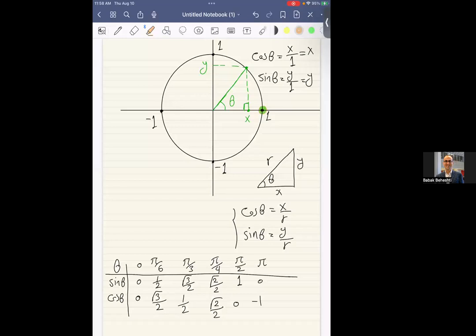Now look at this angle, which is pi half, 90 degrees. This angle is pi half. What is the xy coordinate? X coordinate is 0, y coordinate is 1. That means cosine of pi half is 0, sine is 1. Now look at this point, theta equal to pi. X coordinate is -1, y coordinate is 0. So cos of pi is -1, sine of pi is 0.